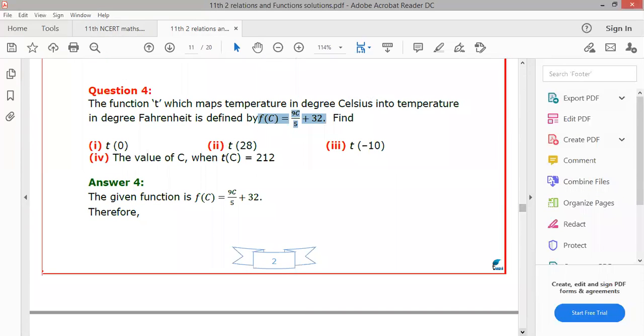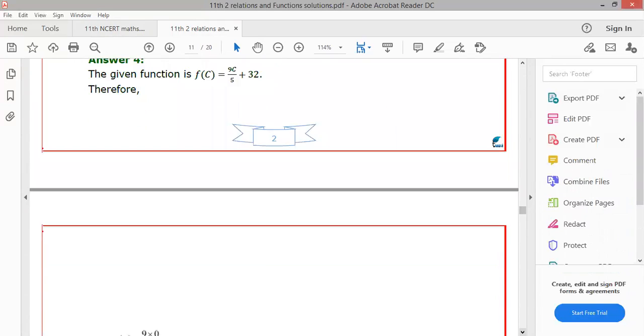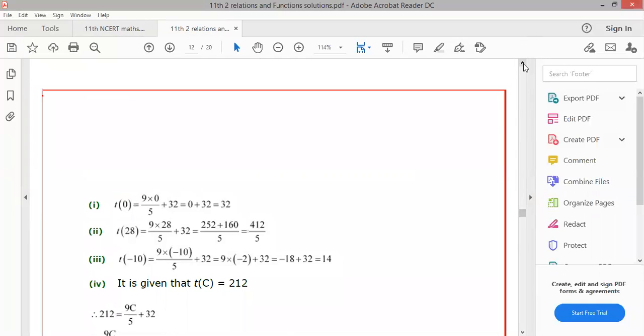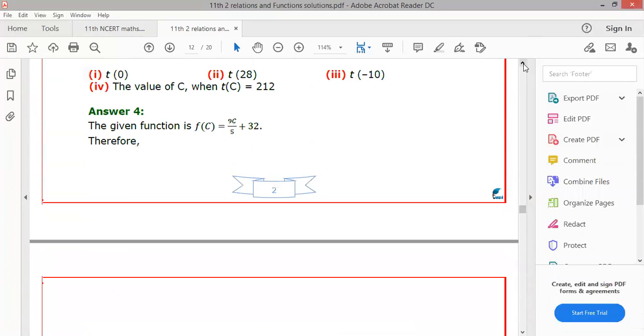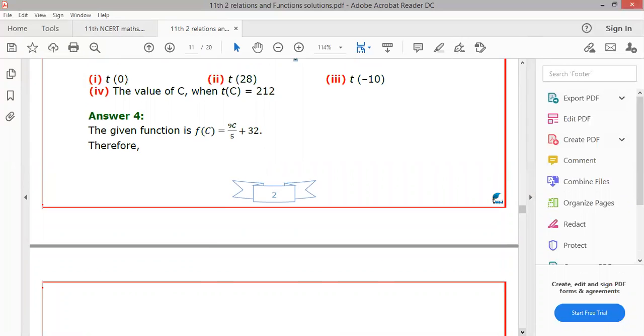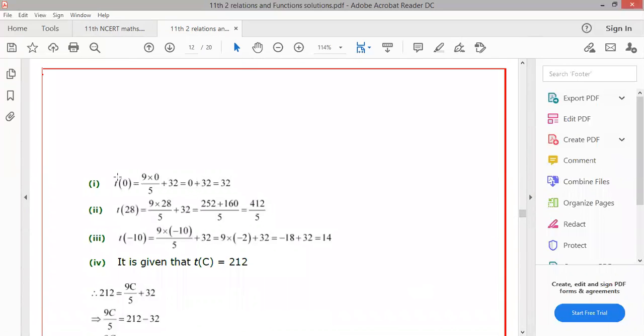Okay, I've solved it here like this. t of 0 is equal to 9 into 0, because on the right hand side you can see the definition of t of c is equal to 9c by 5 plus 32. So we will write accordingly in the same expression. It's 9, instead of the c, we will write 0, divided by 5 plus 32. So the answer is like this. On the same lines you can solve these.